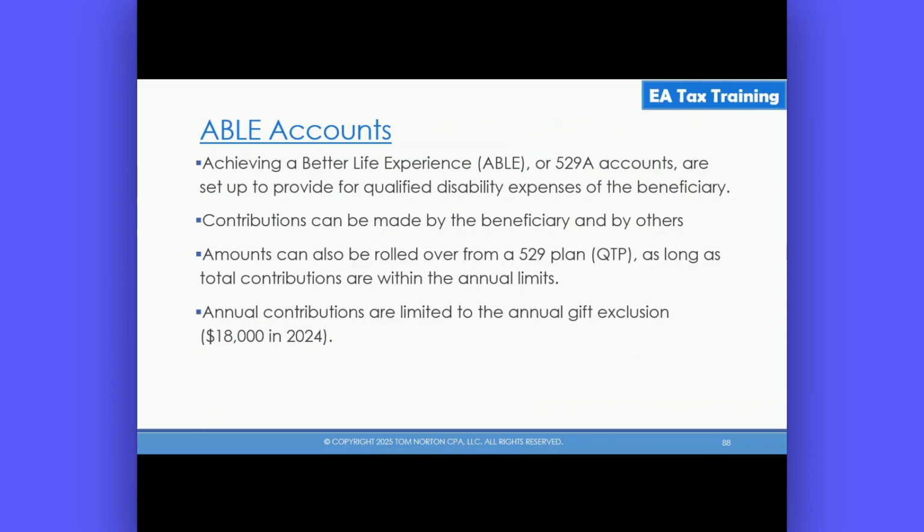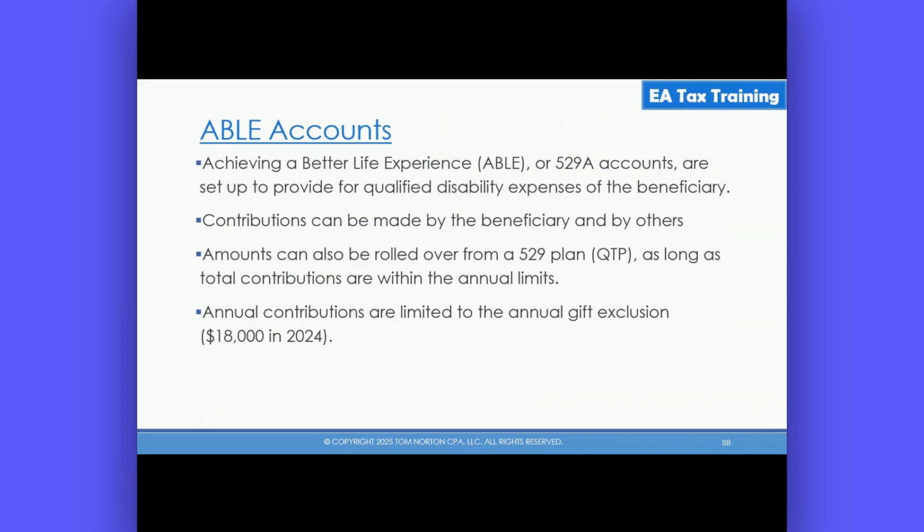So let's say you set up a 529 plan for a very small child, and then somewhere along the line, unfortunately, they become disabled. And so they're not going to be able to take advantage of that extra education that they might have had if they were not disabled. Well, you can roll those amounts into this ABLE account and use those funds instead to help pay for their qualified disability expenses.